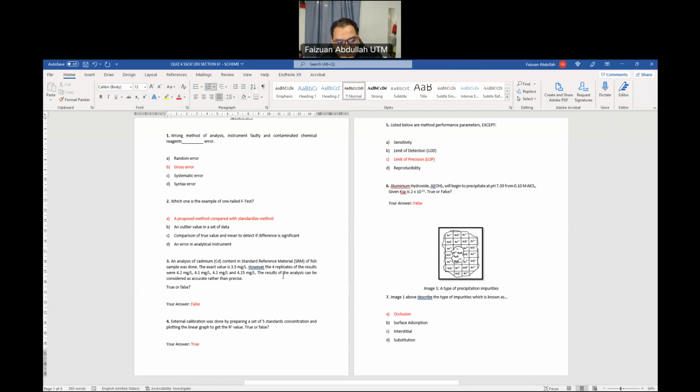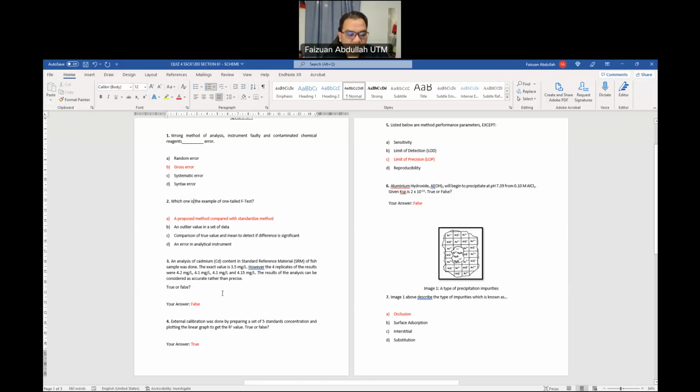However, the replicate results were 4.2, 4.1, 4.1, and 4.15 ppm or milligram per liter. So it is not considered close to the true value, which is 3.5 ppm. The result is consistent at another value. So the result can be considered as precise rather than accurate. Is it accurate? No, it's not accurate. It is precise because the result is maintained at a certain value, but it is not accurate to the true value. So true or false? It is false.